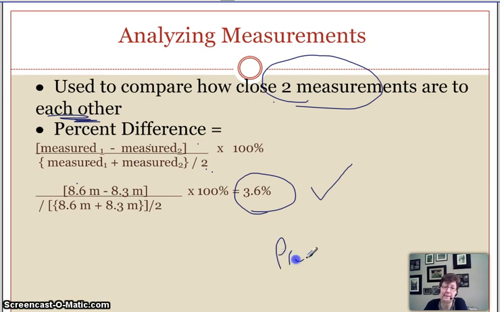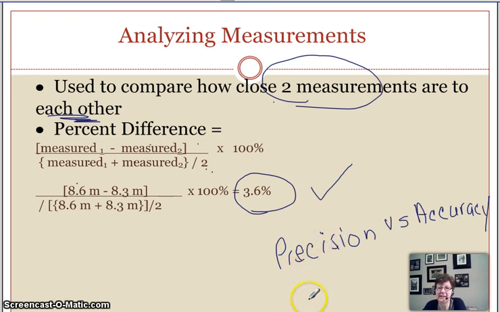So the important thing to take away is what's the difference between precision versus accuracy. So you want to know that. And we'll try and get it written here. Precision versus accuracy. And then you also will be calculating percent difference and percent error. Percent difference you use to compare two measurements to each other, and percent error to compare your measurement to a standard value. Thanks for listening.